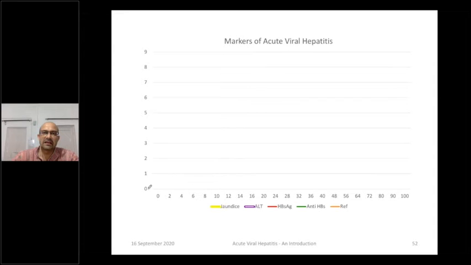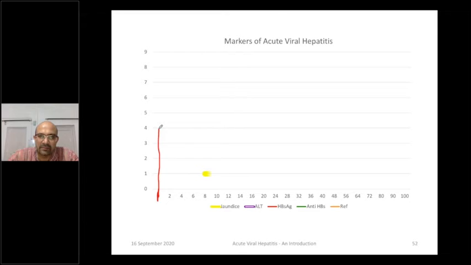Let's see. If this is the course of the virus, on the x-axis we have time from 0 to 100 weeks after the appearance of infection. If infection has occurred at time 0, then how are the clinical markers appearing? Let's say this is the point of infection, this is where the infection has occurred.